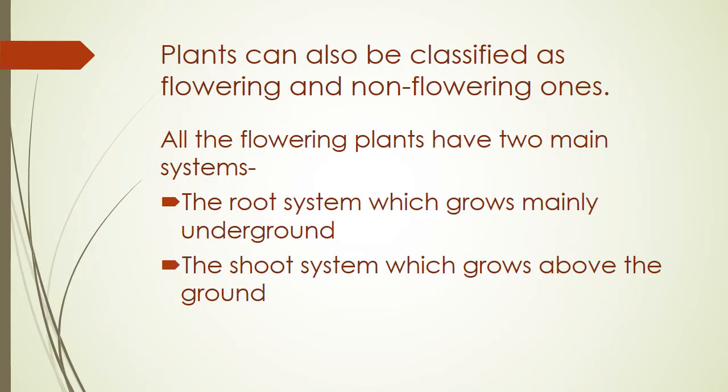Now, plants can also be classified as flowering and non-flowering ones, as all the flowering plants have two main systems. First, the root system, which grows mainly under the ground. Means we all have seen the roots. Root is a part of a plant which is under the soil. Even we can say the part of a plant which is away from sunlight is called the root system. The shoot system grows above the ground or above the soil, or we can say the shoot system receives sunlight.